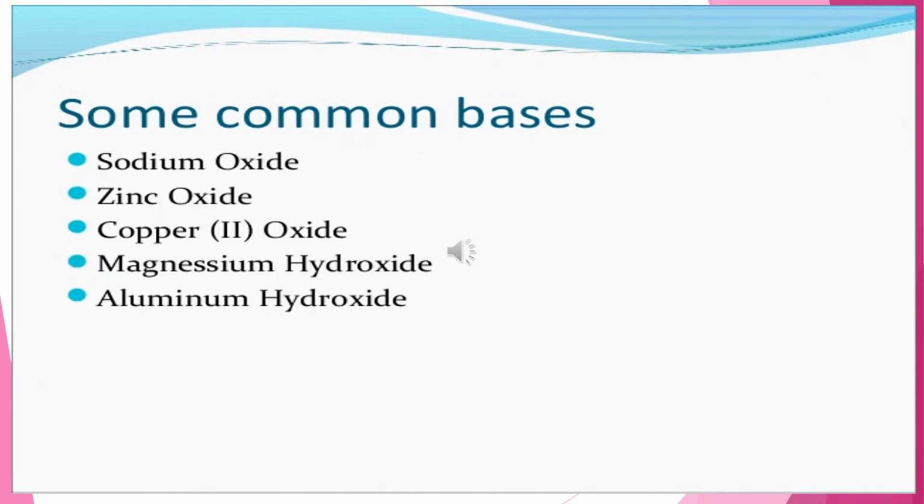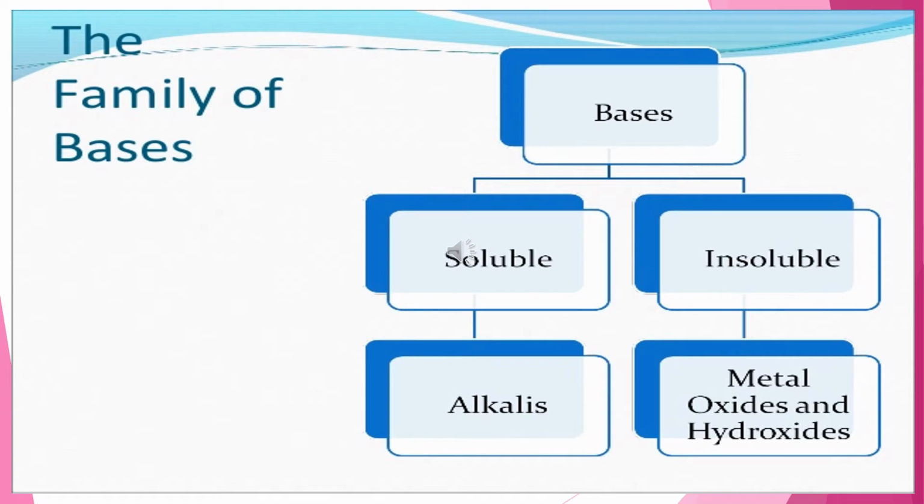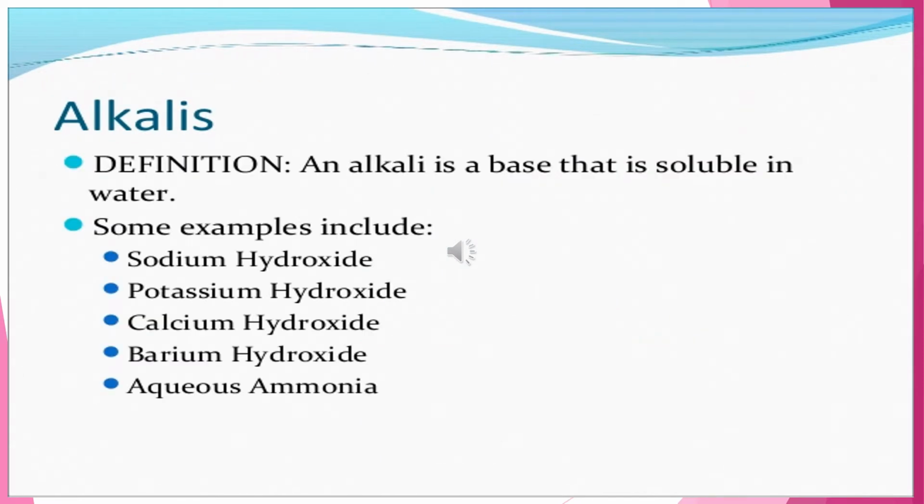Some common bases: sodium oxide, zinc oxide, copper oxide, magnesium hydroxide, aluminium hydroxide. The family of the bases: bases are soluble or insoluble. Soluble bases are classified as alkalis, insoluble bases as metal oxides and hydroxides. Alkalis. Definition: an alkali is a base that is soluble in water. Some examples include sodium hydroxide, potassium hydroxide, calcium hydroxide, barium hydroxide, aqueous ammonia.